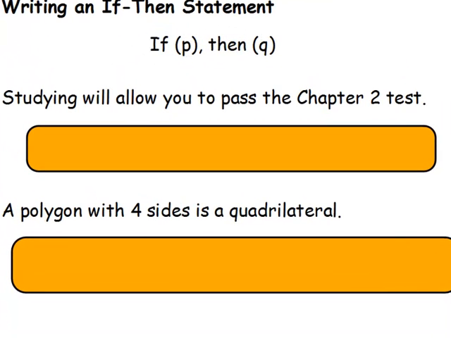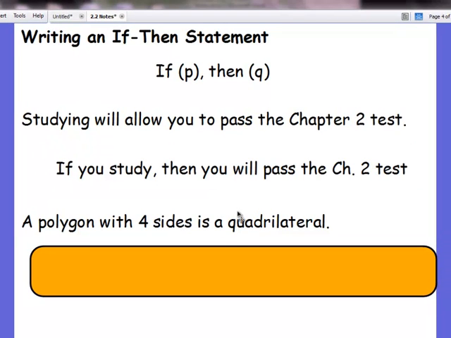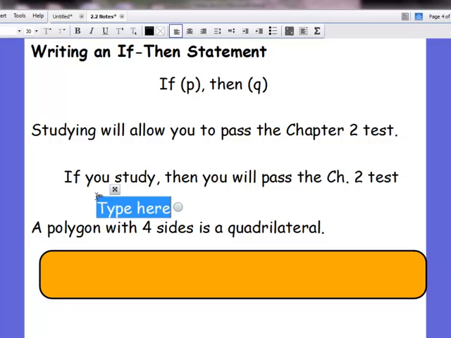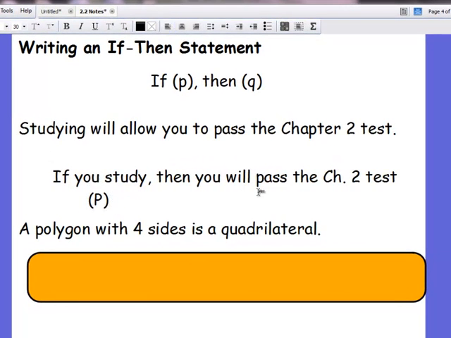So if we look at this first one here, it says, studying will allow you to pass the Chapter 2 tests. So we need to think, if what, then what happens? So if you study, then you will pass the Chapter 2 test. May or may not always be true. Make sure you get this statement written down. If you study, then you will pass the Chapter 2 test. And remember that if you study is your hypothesis, then you will pass the Chapter 2 test is your conclusion.